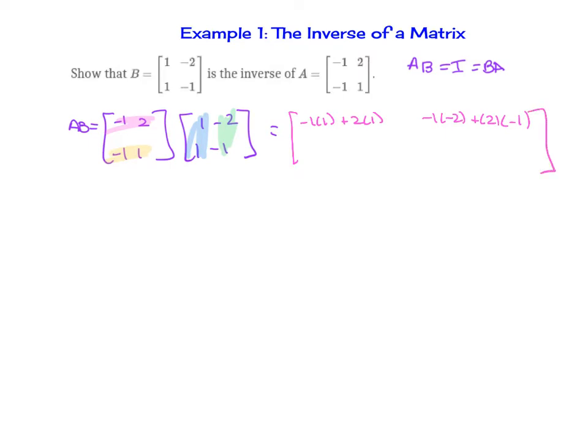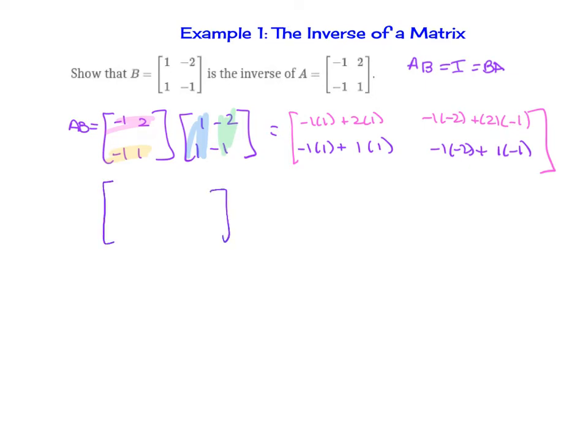Then we'll do the second row, which is negative 1 times 1 plus 1 times 1. Then we have negative 1 times negative 2 plus 1 times negative 1. Then, of course, double check to make sure I did it correctly. Negative 1, 2 is in my first row. Negative 1, 1 in the second row. And then these values here are from the columns: 1 and 1, and negative 2 and negative 1. So that's good. Then we do the algebra involved.